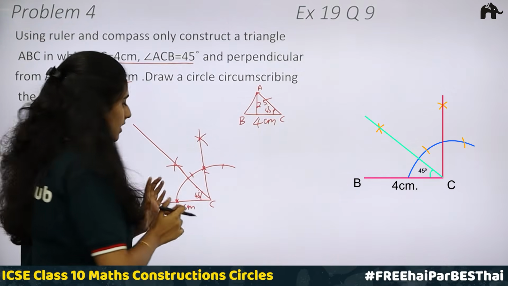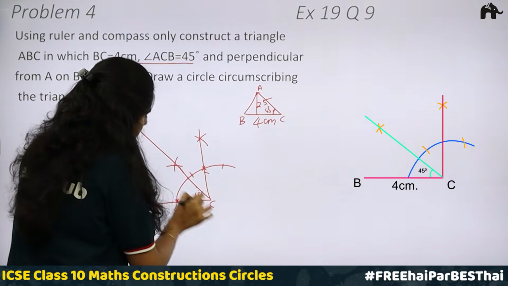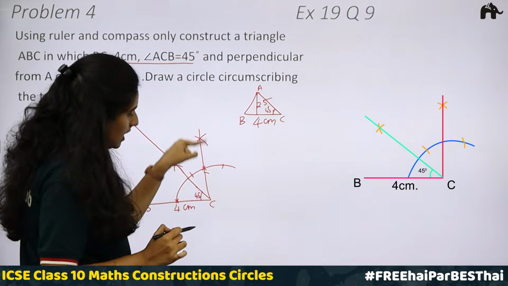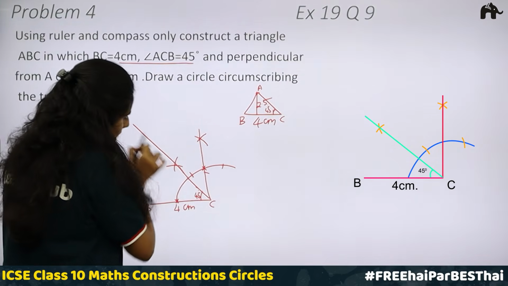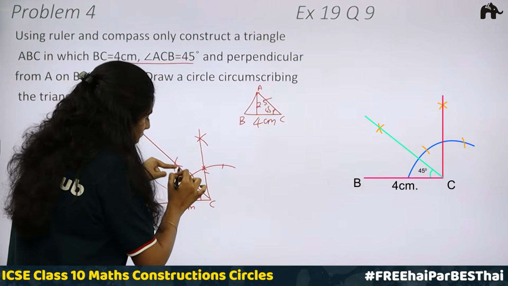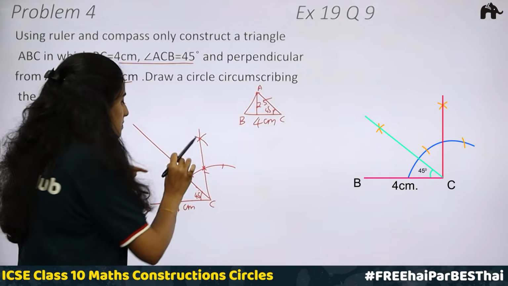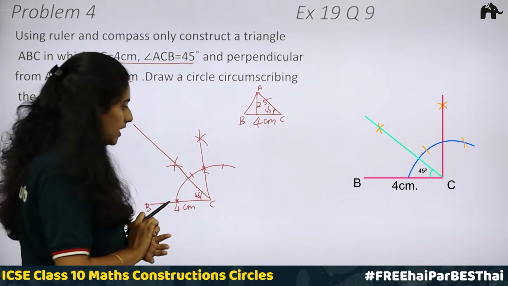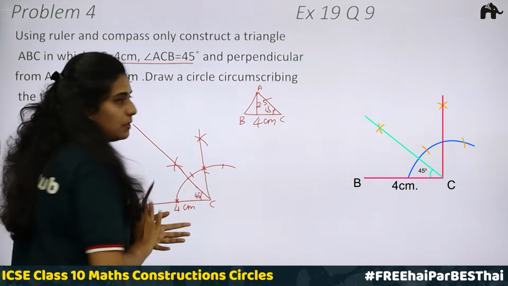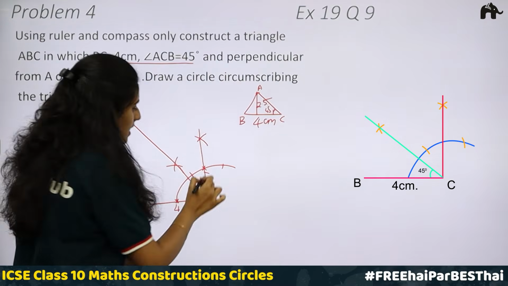Here, this line will be cutting this ray. If I draw a line perpendicular to this ray, it will be cutting this ray which has the point A. Then, the point where the new ray cuts this ray will give us the point A. Clear? For that, we need the perpendicular first. Now, to get the perpendicular, we'll make the angle 90 degree.